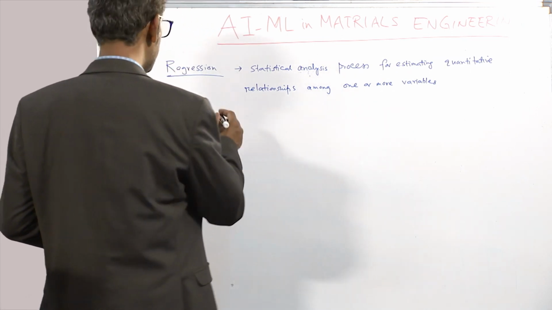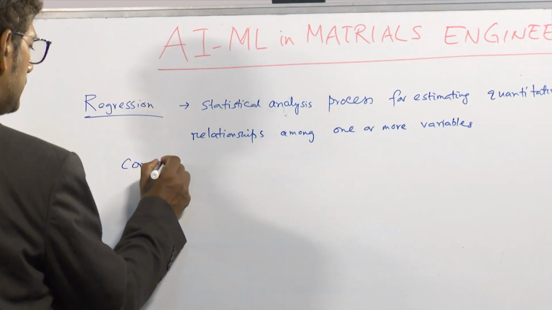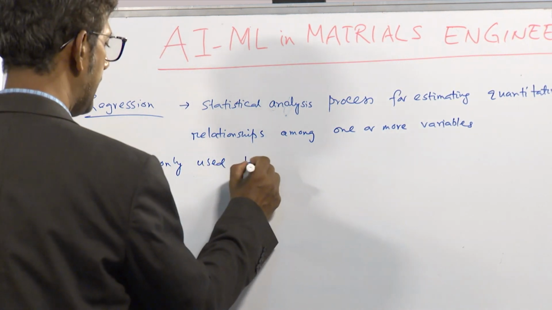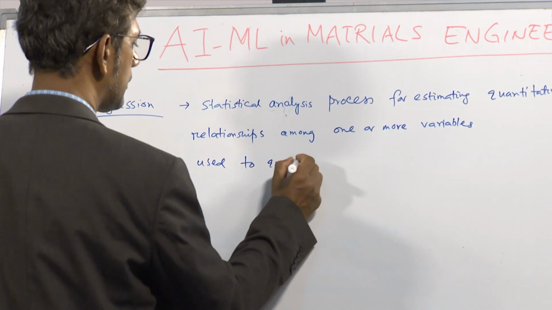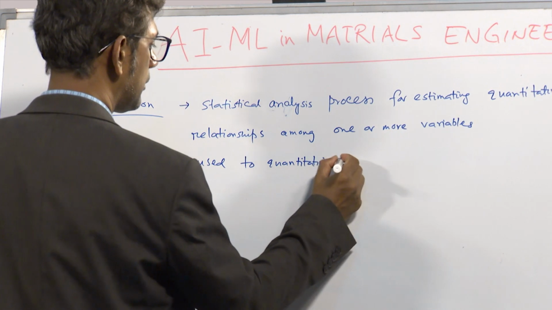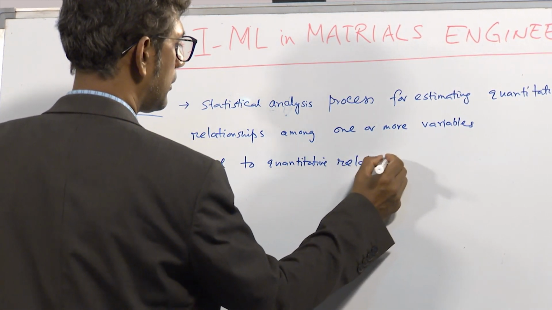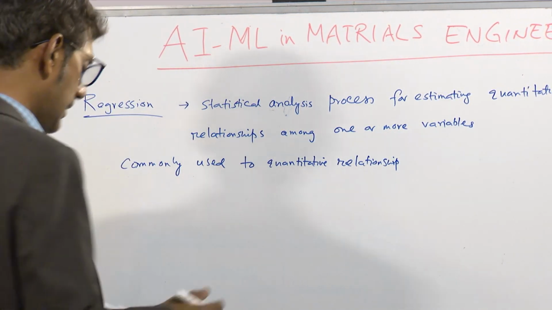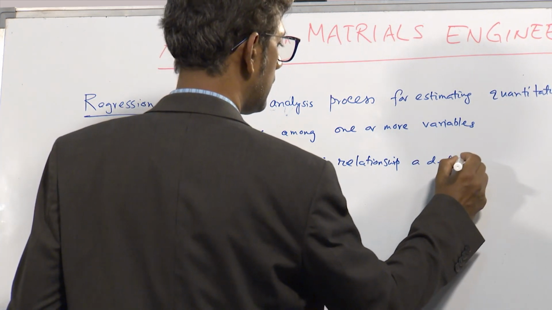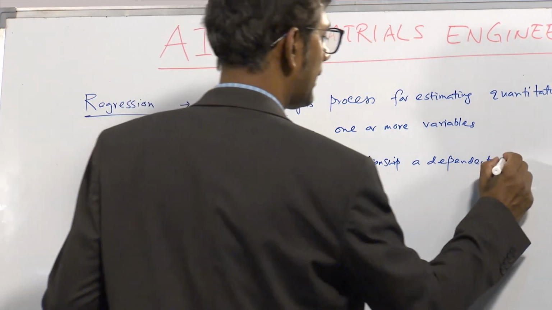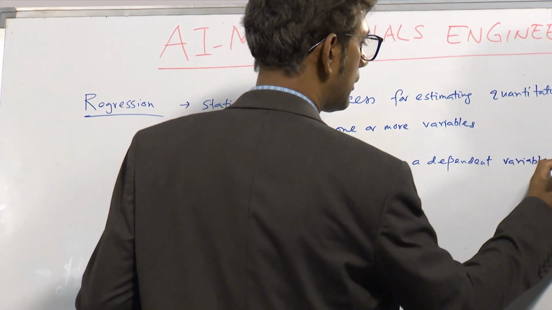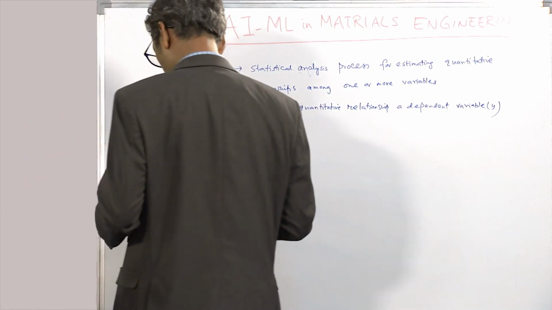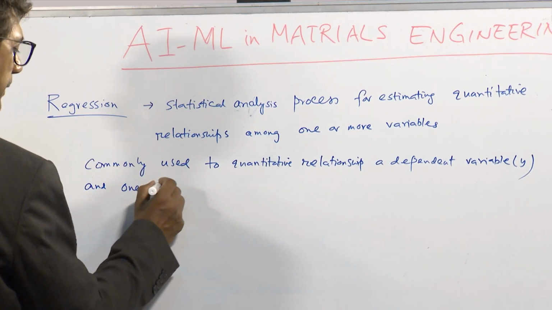And obviously, it is commonly used, you are also using it, to find any kind of quantitative relationship, like the relationship between stress and strain, or between temperature and stress, between a dependent variable, y, let us say, and one or more independent variables.